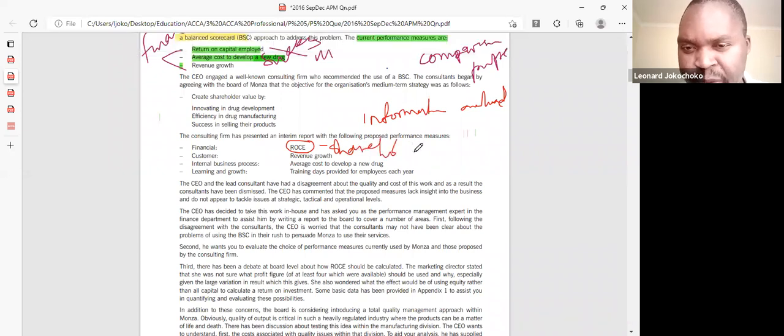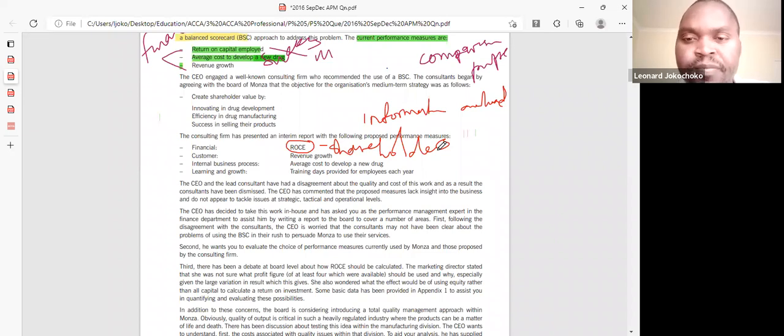Please know that as a privately listed company, the shareholders come first. So at the financial perspective, I would expect Monza to use a metric or performance measure which addresses the primary goal or primary needs of shareholders, wealth creation. The return on capital employed does not directly measure that. That is from the financial point of view.